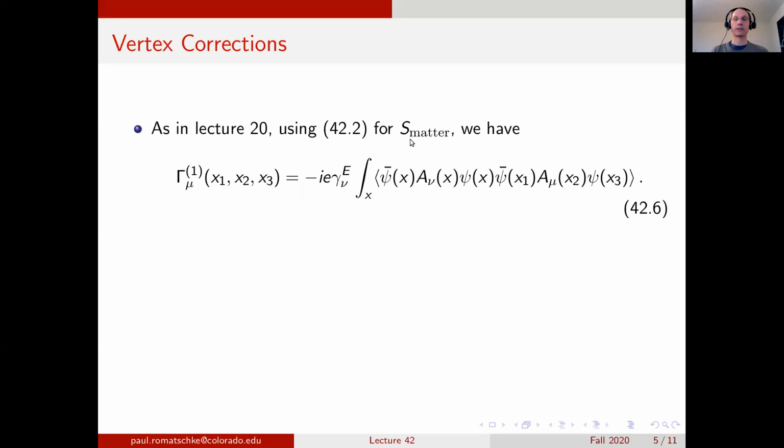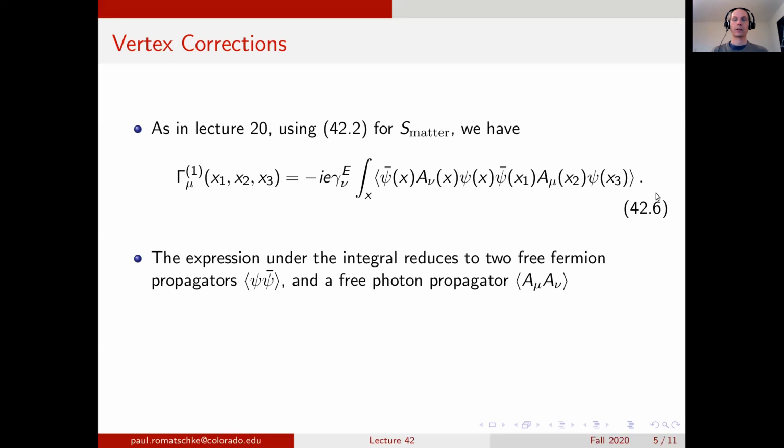We can plug in the result for the matter Lagrangian S matter from equation 42.2. And we find that the non-vanishing correction to the first order perturbative vertex is given by minus i gamma nu integral over the expectation value in the free theory of psi bar A psi at position x, times psi bar of x1, A mu of x2, psi of x3. Because we are taking the expectation value with respect to the free theory, which is Gaussian, we can use Wick contractions to evaluate that expectation value of this composite operator.